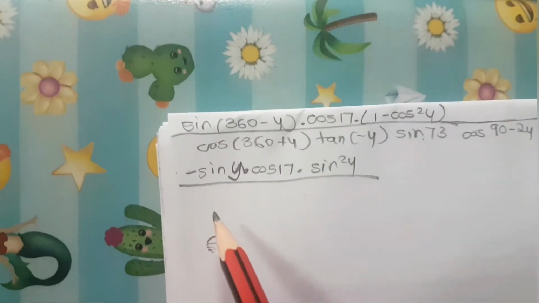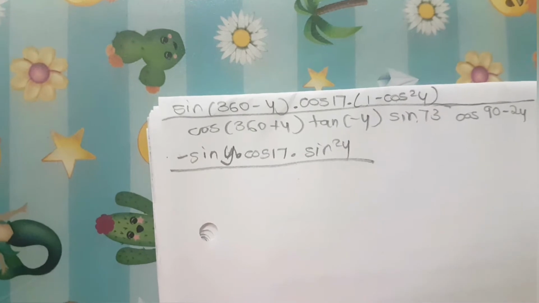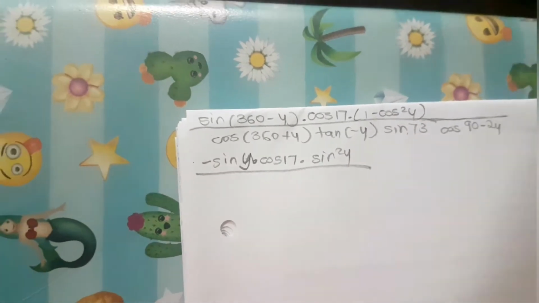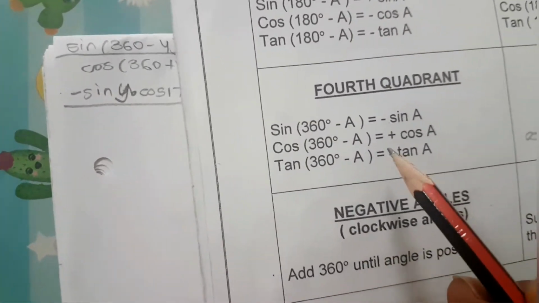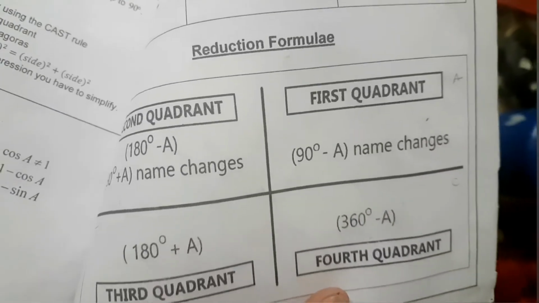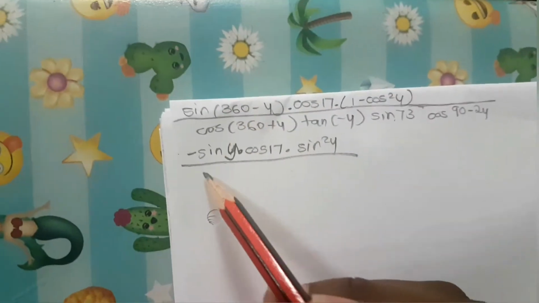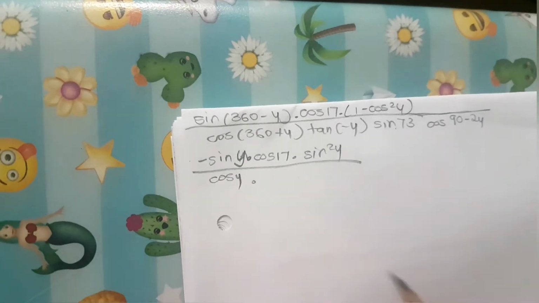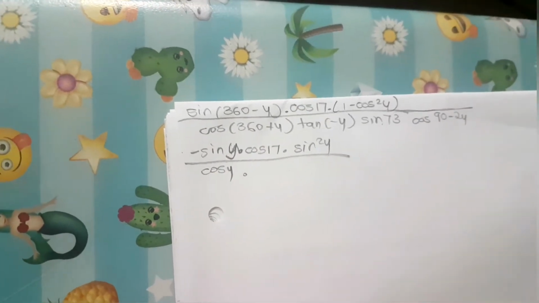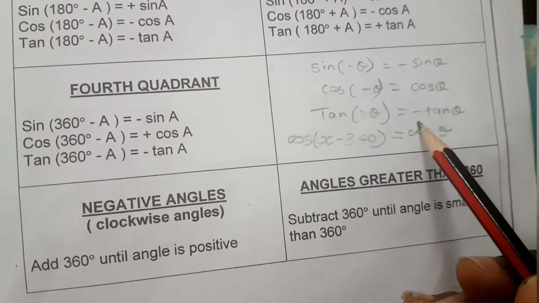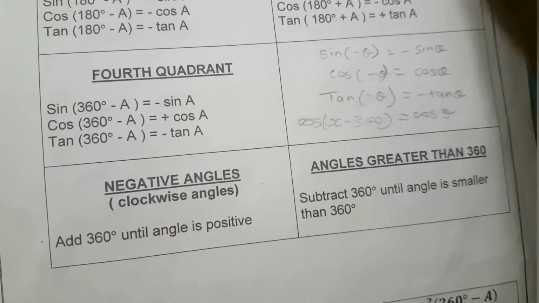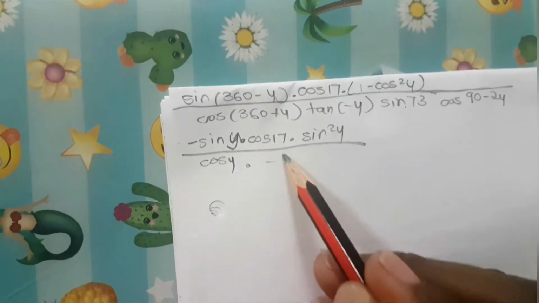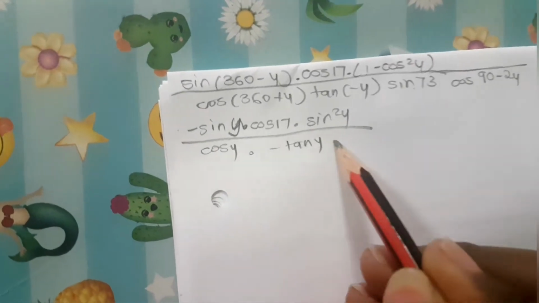Now you move on to the next one, cos 360 plus y. From your reduction formulas again, you know cos 360 plus whatever, according to the first quadrant, plus whatever will give you the number that it is. So here it will stay cos y. Tan minus a variable will give you minus tan of the variable given to you, and here that will be minus tan y.